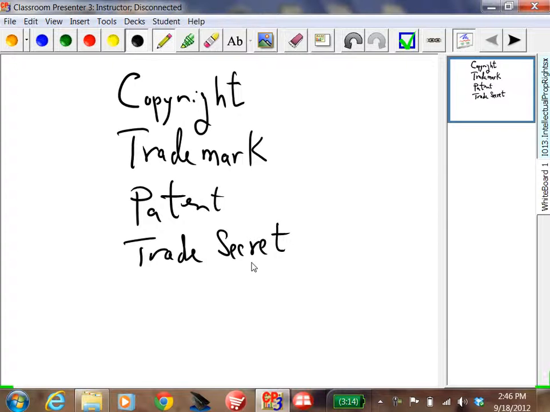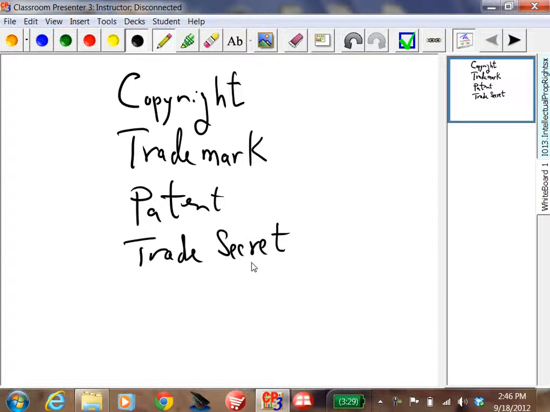Let's say it's the recipe for Coca-Cola. You don't let people know what the recipe is. And so when you make some of it, you've got a chemist in your shop doing this, but they have to be sworn to secrecy. They don't tell anybody, and not too many of them actually know what's going on.